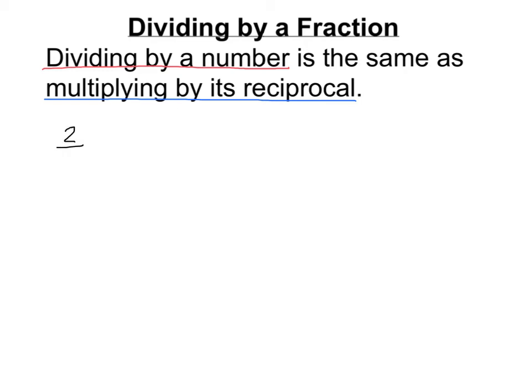Let's say we have 2/5 divided by 1/3. Well, dividing by a number. So what are we dividing by here? Well, we're dividing by 1/3. So that must be the same as multiplying by its reciprocal. So dividing by 1/3 must be the same as multiplying by its reciprocal. So 3/1. Notice that nothing happened to the 2/5, and so it just gets copied down.